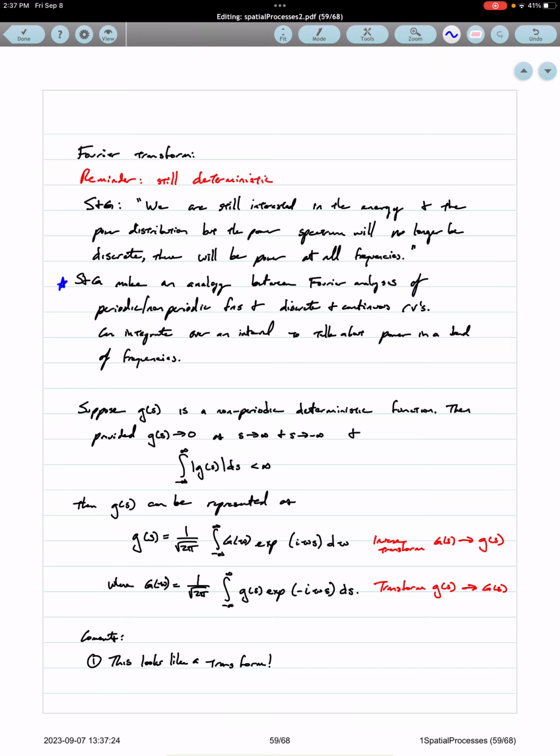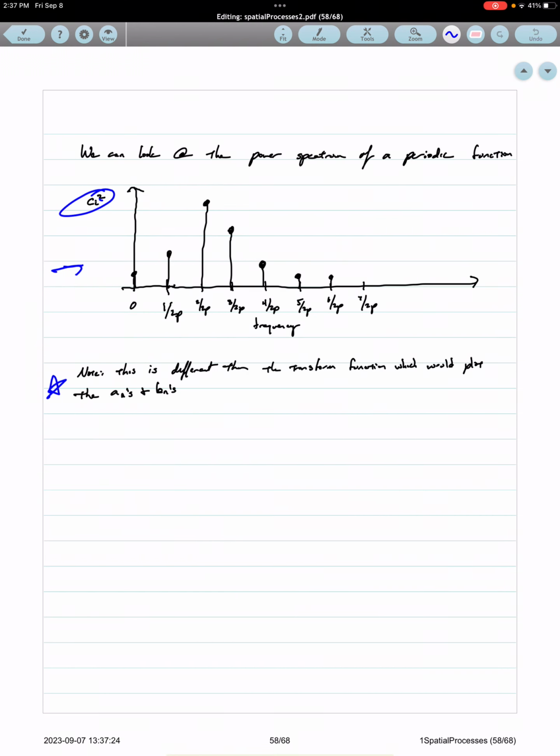They're going to make an analogy between Fourier analysis of periodic and non-periodic functions and discrete and continuous random variables. The expressions that come from a Fourier series representation only exist at these discrete frequencies. We can either talk about the Cn's or we can talk about the An's and Bn's, which cover the function. But there is no value of these coefficients in between these frequencies, because, as we said, if we have a periodic function, only certain frequencies will contribute.